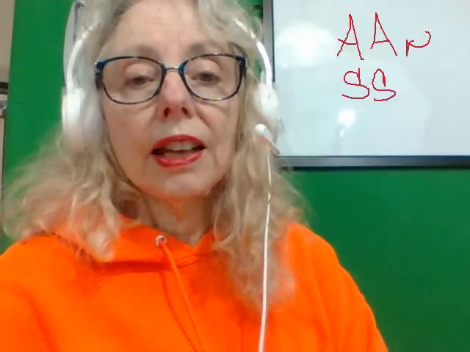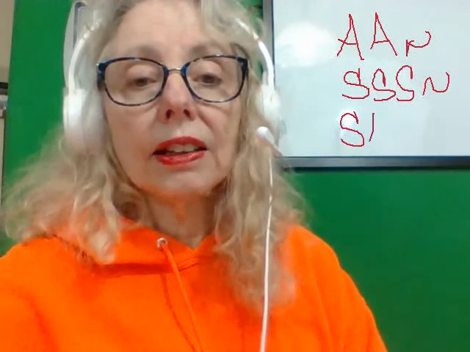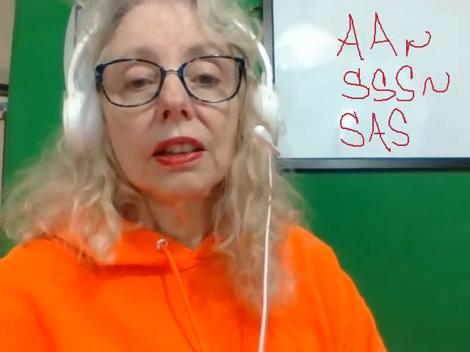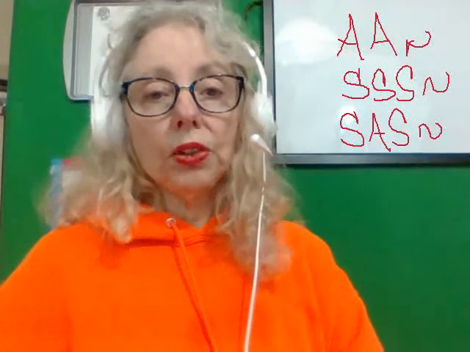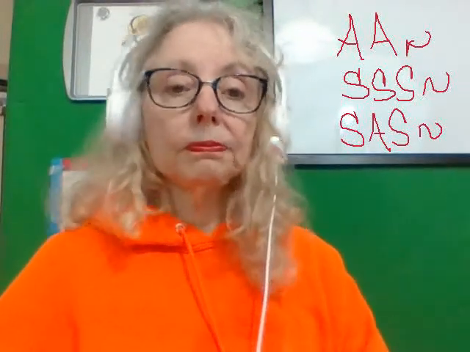So we're going to look at how we can prove it. There's three ways we can prove it: angle, angle similarity; side, side, side similarity; and side, angle, side similarity. Those are our three ways of proving that triangles are similar. All right, so first we're going to look at angle, angle similarity.